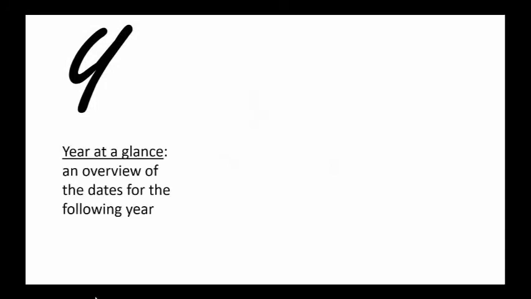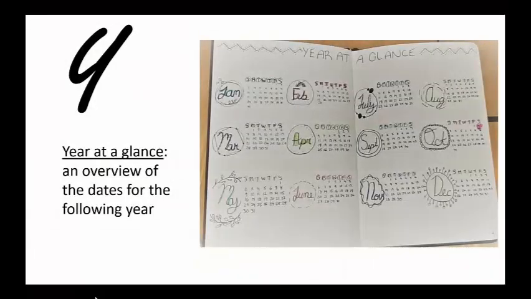Moving on to Y, and with Y, we have the yearly log or year at a glance. A year at a glance is a spread that's an overview of the dates for the following year. Here's what it looks like. Now, personally, I always set this up because I find it much easier to reference this when I'm creating my weekly spreads throughout the year. I already know which days of the week will be on which date, and it's much faster for me to set up my spreads this way.